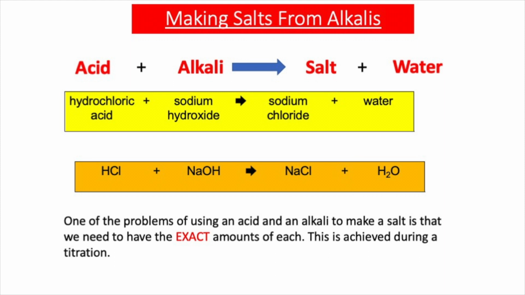Now the problem of using an acid and an alkali to make a soluble salt is that we need to be very exact in terms of the volumes of acid and alkali that we add. The acid and alkali are both liquids, and we need the exact amount of acid to neutralize the alkali and vice versa. And this is achieved in a method called a titration. And in this video we're going to look at the titration method in detail.